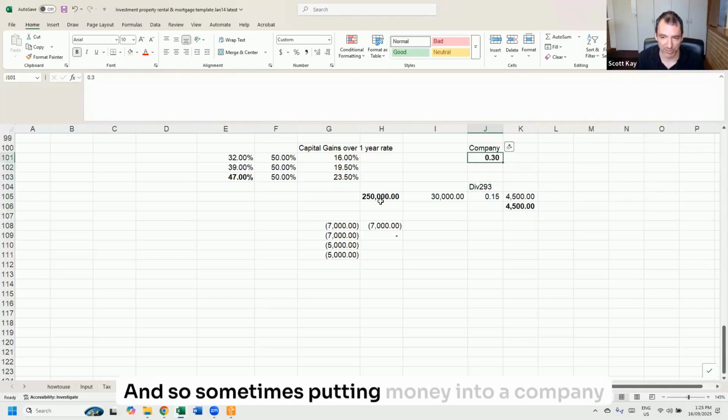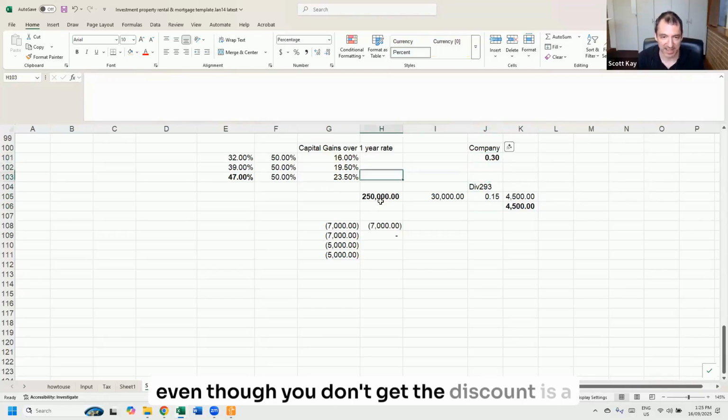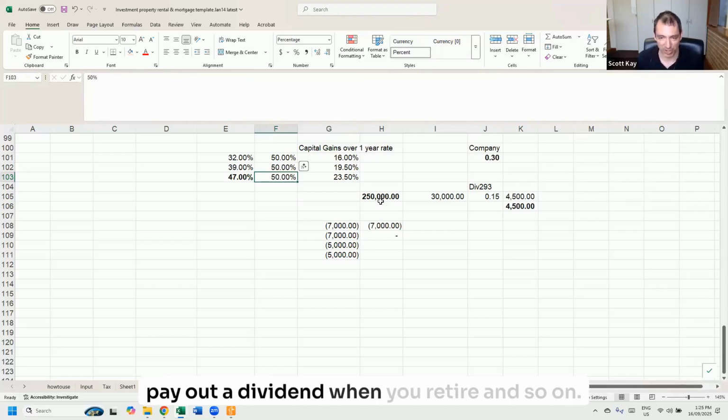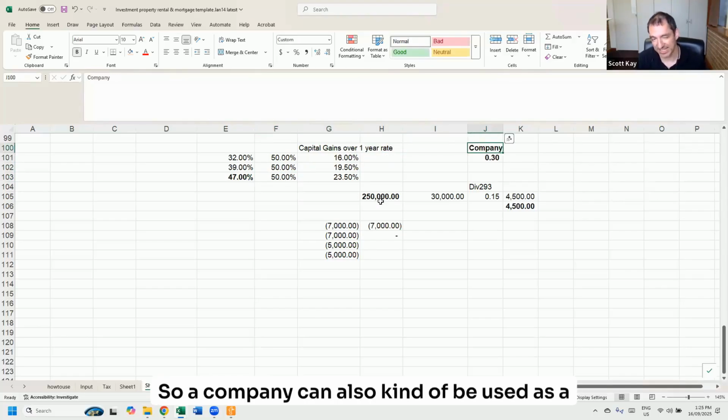And so sometimes putting money into a company, even though you don't get the discount, is a way to get franking credits and then later pay out a dividend when you retire and so on. So a company can also be used as a kind of second super fund that has less legal requirements.